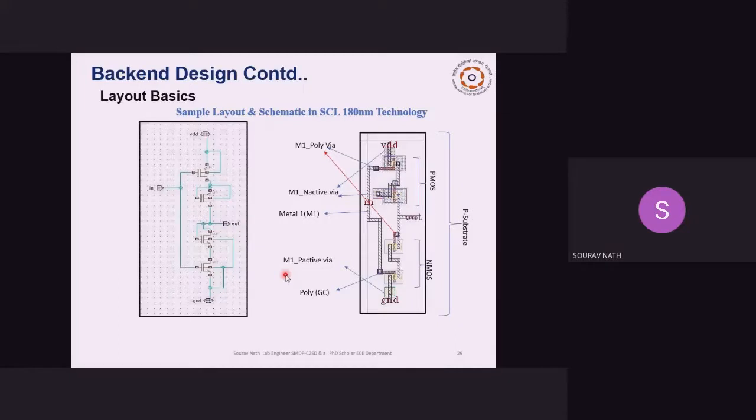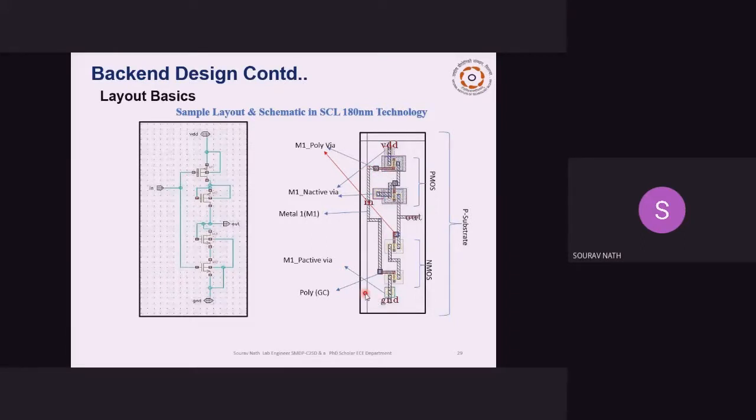This is a sample layout where you can see I have shorted the body of the PMOS to the source. But SCL is not maintaining this, so we have to alter it and connect VDD to the body of the PMOS. And this is some sample NMOS and PMOS connection I have shown in the layout. I'll show it in detail in the layout demo. Another one is called PM1 poly via, used for connecting the polysilicon to the metal.